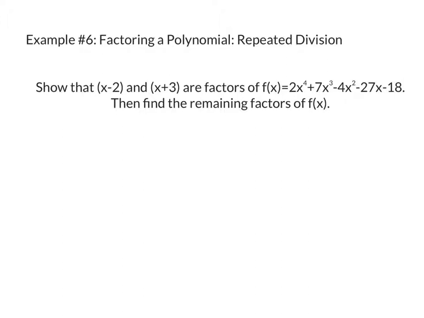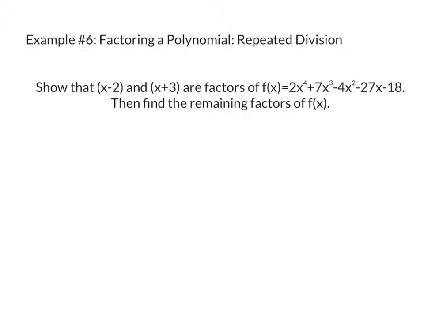Alright, so in example 6, we're going to show that x minus 2 and x plus 3 are factors of f of x equals 2x to the 4th plus 7x cubed minus 4x squared minus 24x minus 18. Then we're going to find the remaining factors of f of x. To show that they are factors, essentially, we can use synthetic division to divide them out, okay?